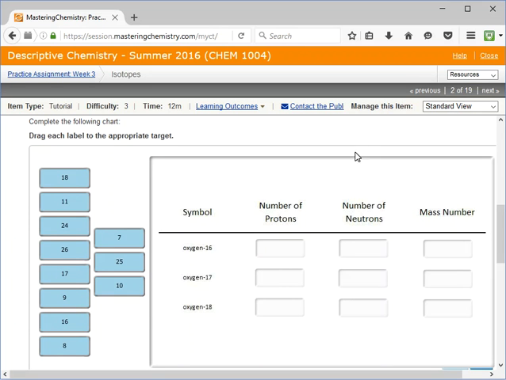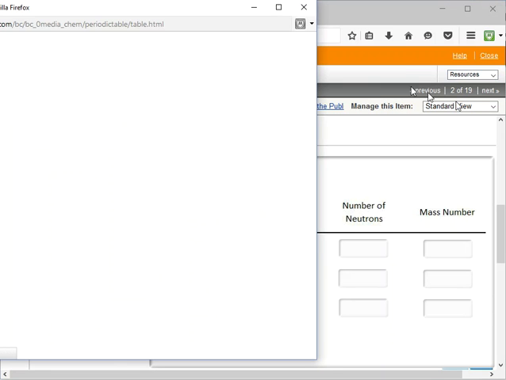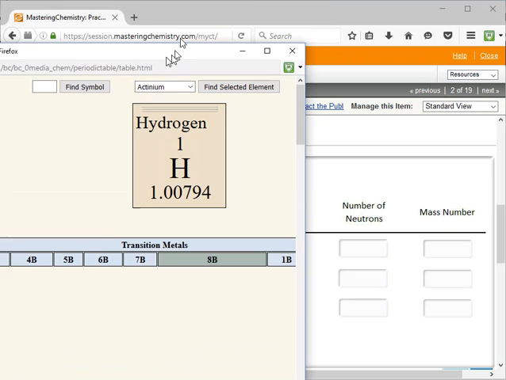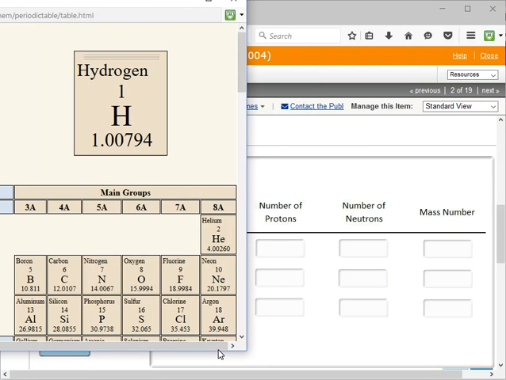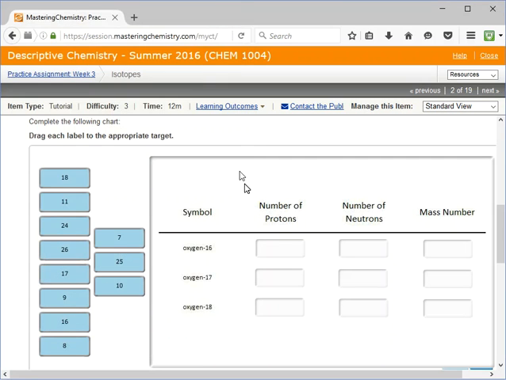So I have to look at my periodic table again. In my periodic table, my oxygen is going to be over here, right here. Here's my oxygen. It has 8 for an atomic number. So what I know about oxygen then is over here for number of protons, it's going to be an 8. Slid into here.